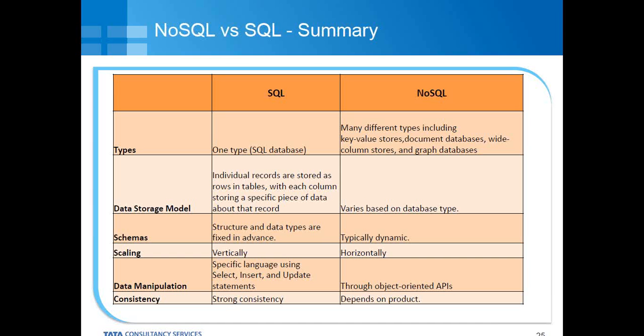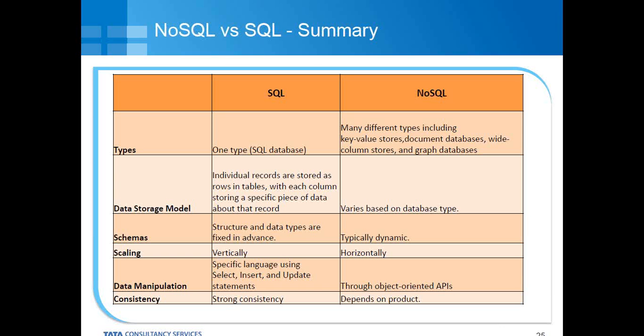Scaling: SQL supports vertical scaling, so it's very complex and difficult to implement, and it's also costlier. In the case of NoSQL, it is completely horizontal because it's built from the ground up, so it can easily scale out. Data manipulation, how we access the data from these systems: on SQL, we use CRUD operations like select, insert, and update statements, a query-based language. In the case of NoSQL, we use APIs. For a document database, we access the JSON using a REST or any API.